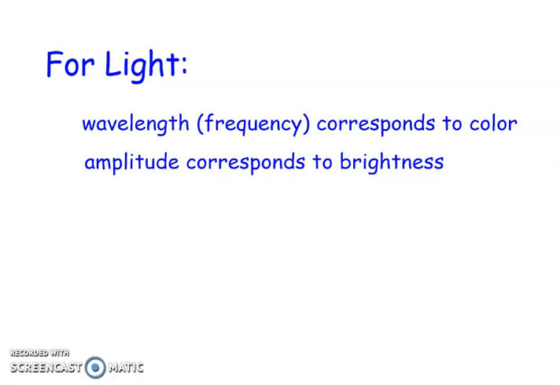For light, when you're looking at the different parts of the wavelength, or more specifically the frequency, which would be related to a wavelength for an individual wave, will correspond to the color. So the frequency or the wavelength of the light that you're seeing tells you what color the light is. The amplitude corresponds to the brightness of the light. So a higher amplitude wave of the same frequency would be a brighter light of that same color.